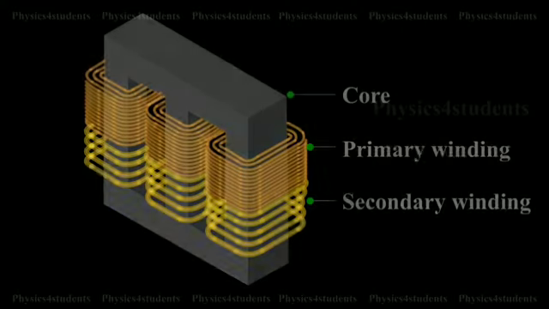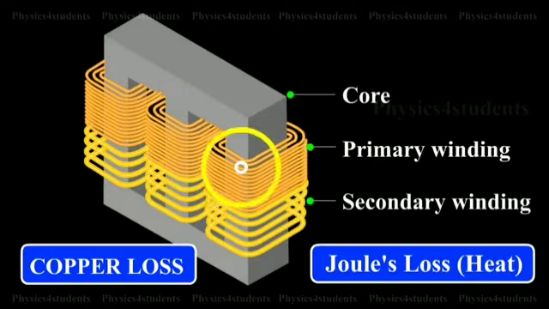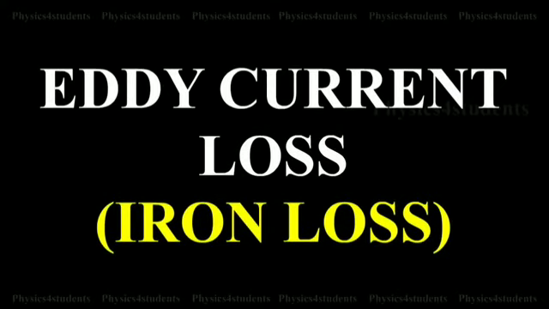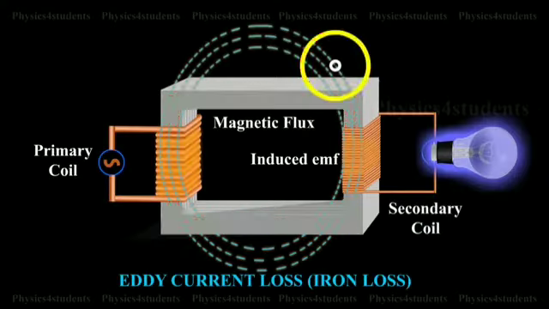Next, copper loss. Transformer windings have electrical resistance. When an electric current flows through them, some amount of energy is dissipated due to Joule heating. This energy loss is called copper loss, which is minimized by using wires of large diameter. Next, eddy current loss or iron loss.